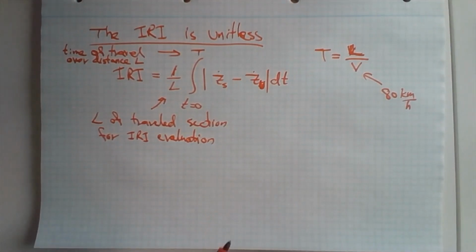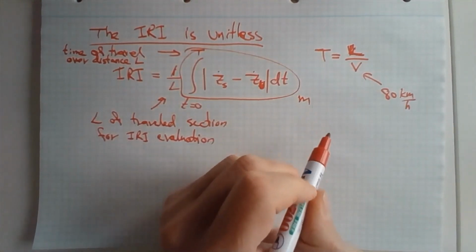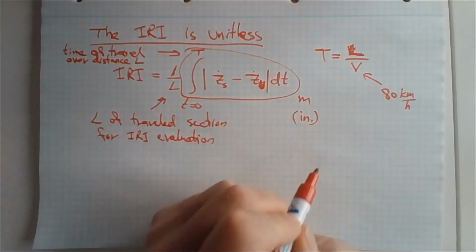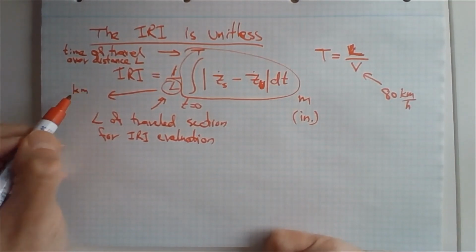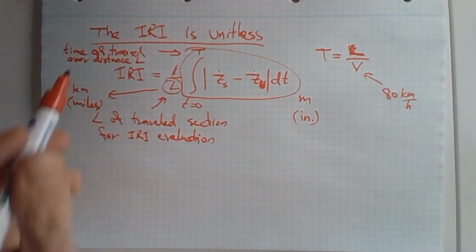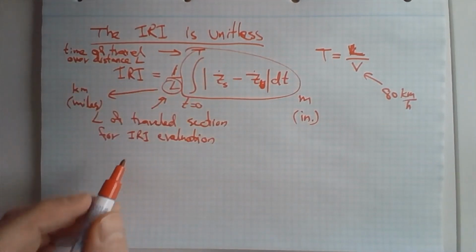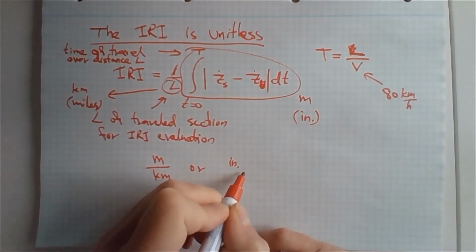So it's rather common to calculate this integral with the units of meters, or inches in the US, and divide by the traveled length using kilometers or miles. So many times the IRI index, even though it is unitless, is presented as meters per kilometer or inches per mile.